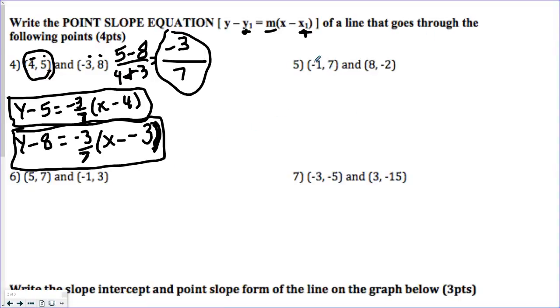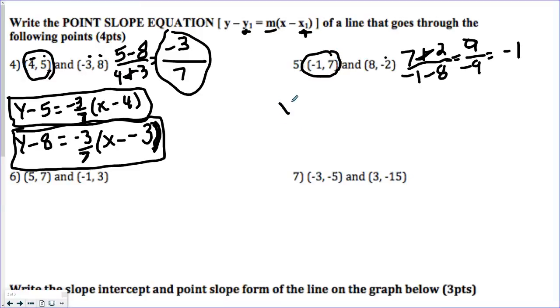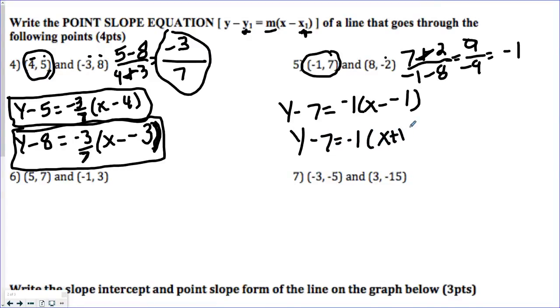But first thing first, as always, find your slope. So y minus y, 7 minus negative 2, and then x minus x, negative 1 minus 8. Remember, double negative makes a positive, so 7 plus 2 is 9. Negative 1 minus 8 is negative 9, and 9 divided by negative 9 is negative 1. That's my slope. I'm going to pick this as my reference point. So y minus 7 is equal to negative 1 times x minus negative 1. Or if you want to write it in a better way, it'd be y minus 7 equals negative 1 times x plus 1. This could also work.